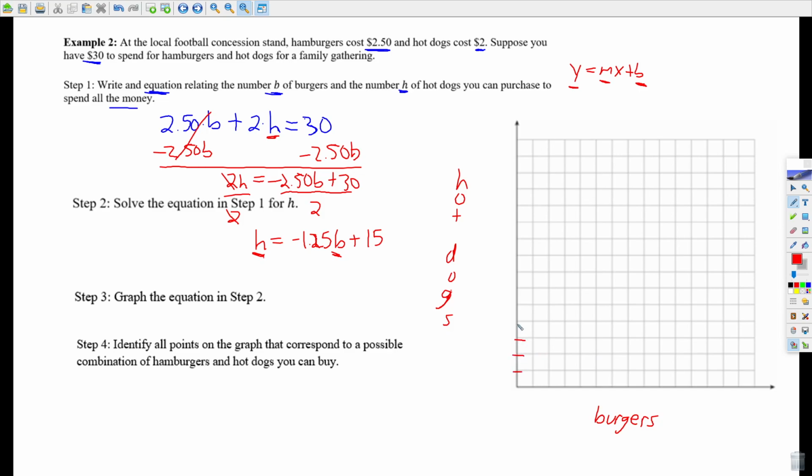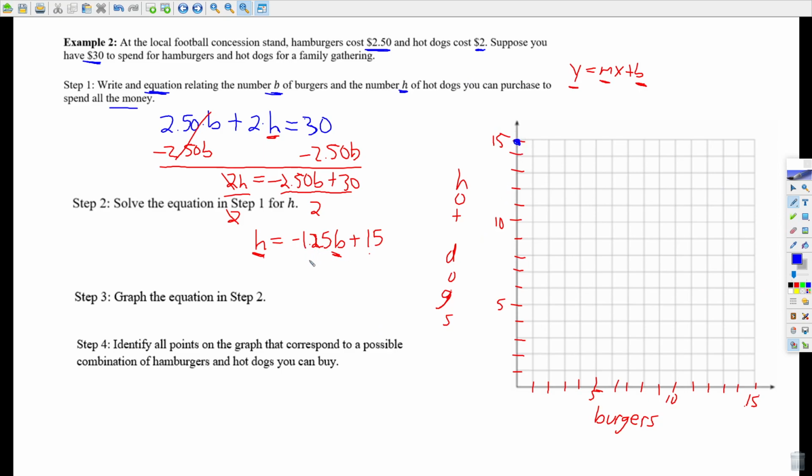1, 2, 3, 4, 5, 6, 7, 8, 9, 10, 11, 12, 13, 14, 15. Do the same thing on the x-axis. 1, 2, 3, 4. All right. So how do we graph this to complete step 3? We're going to start at 15. That's your y-intercept. Let's change back to blue. So I'm going to start at 15. Put a dot there.